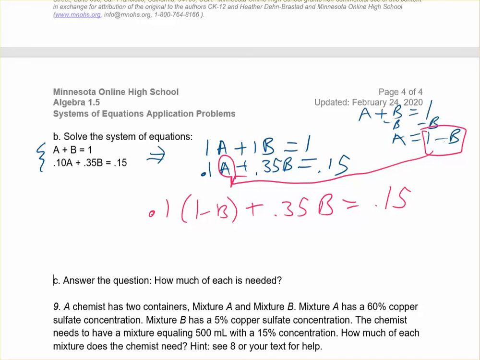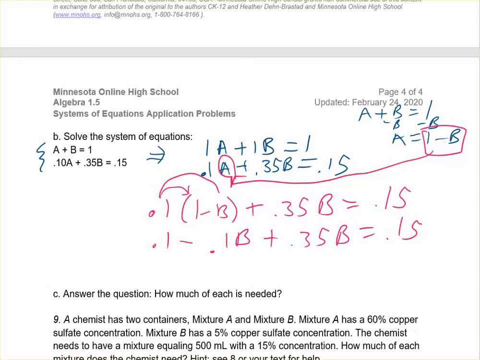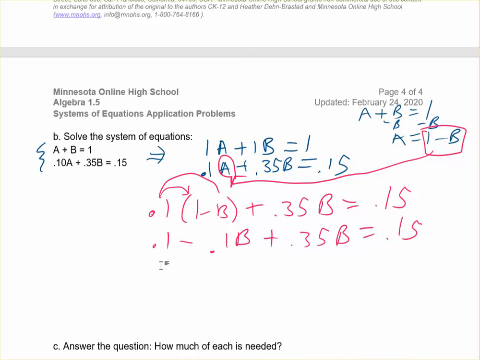Alright, so now I'm going to keep solving this equation. It's a little bit of a trickier one. 0.1 times 1, I have to do the distributive property, is 0.1. Anything times 1 is itself. And then I have to do 0.1 times B, so that'd be minus 0.1B plus 0.35B, and I just write everything else down. Okay, now we keep solving. We have two B's, so we can combine our like terms. What is negative 0.1B plus 0.35B?